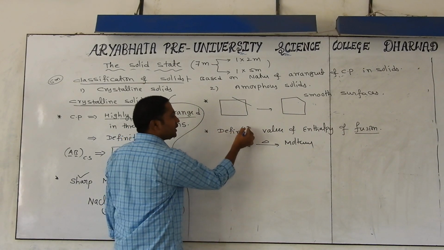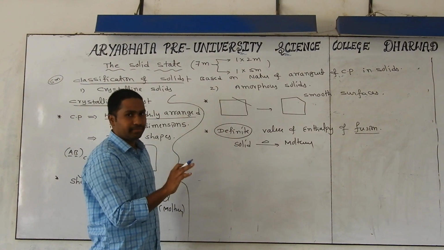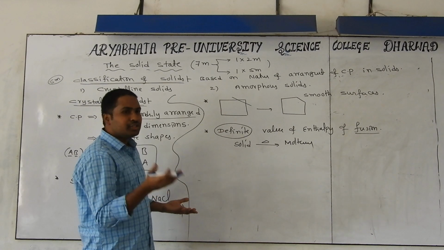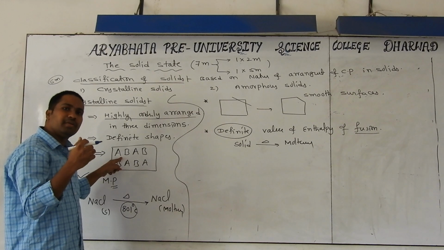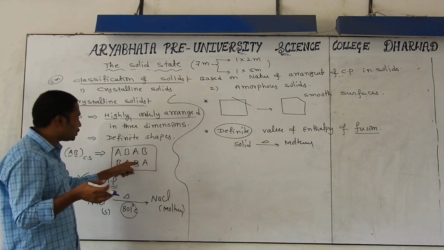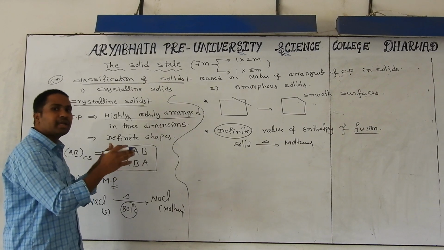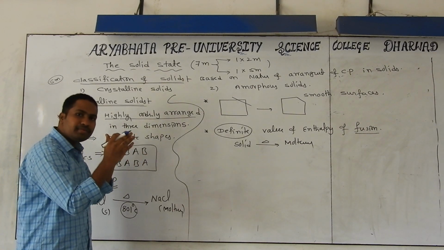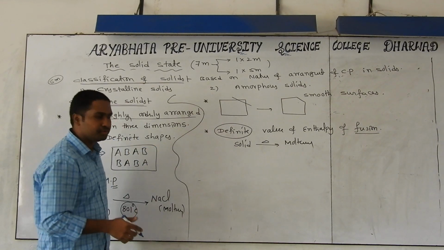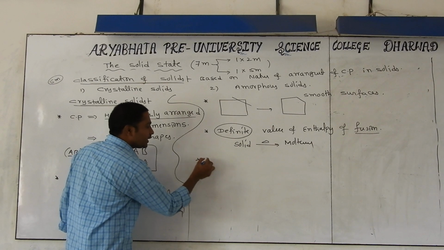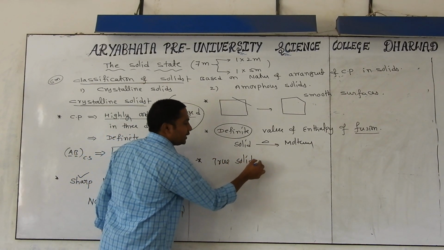For crystalline solids, the enthalpy of fusion value is fixed or definite. Why? In this AB crystalline solid, wherever and whenever you take it, the constituent particles are arranged in the same order. To disturb them, the required energy is always fixed. That's what we call a definite value of enthalpy of fusion. These are also called true solids, meaning perfect solids.